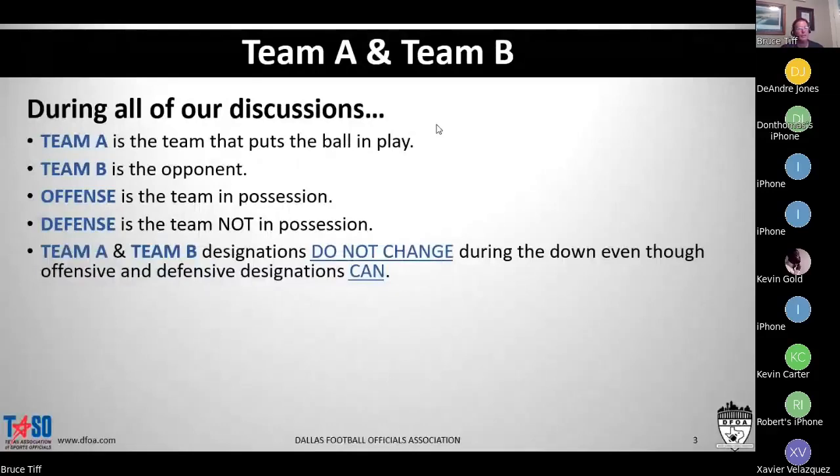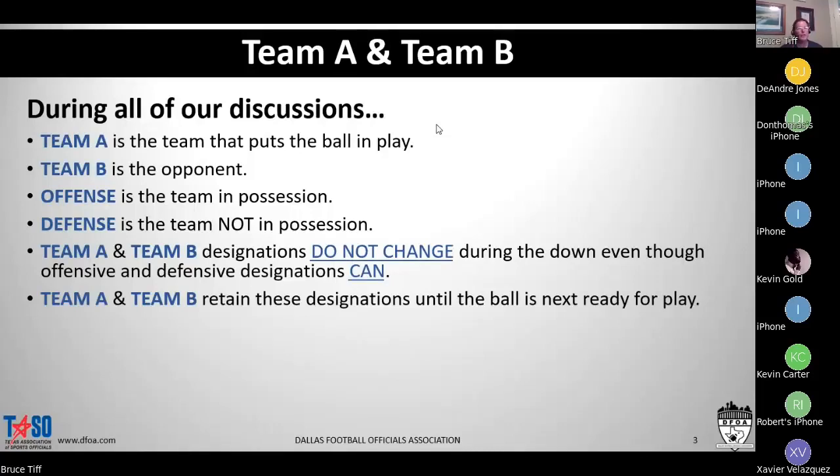Team A and Team B designations do not change during the down, even though the offense and defense designations can. Team A and Team B retain these designations until the ball is next ready for play.